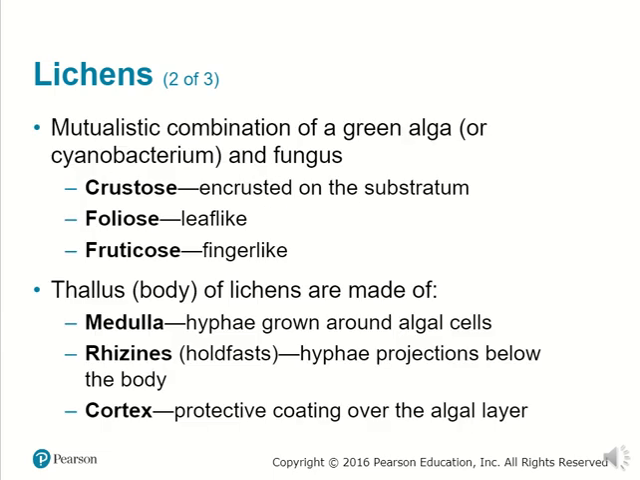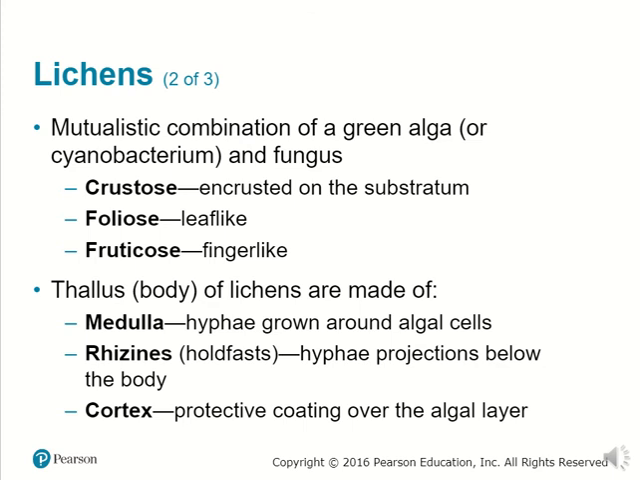Now getting into lichens. They're a mutualistic combination of green algae or cyanobacterium and a fungus. Essentially, lichens consist of two organisms, one of which is a fungus, and both organisms help each other. There is crustose, which are encrusted on the substratum. There are foliose, which can be leaf-like, and then there are fruticose, which are finger-like lichens.